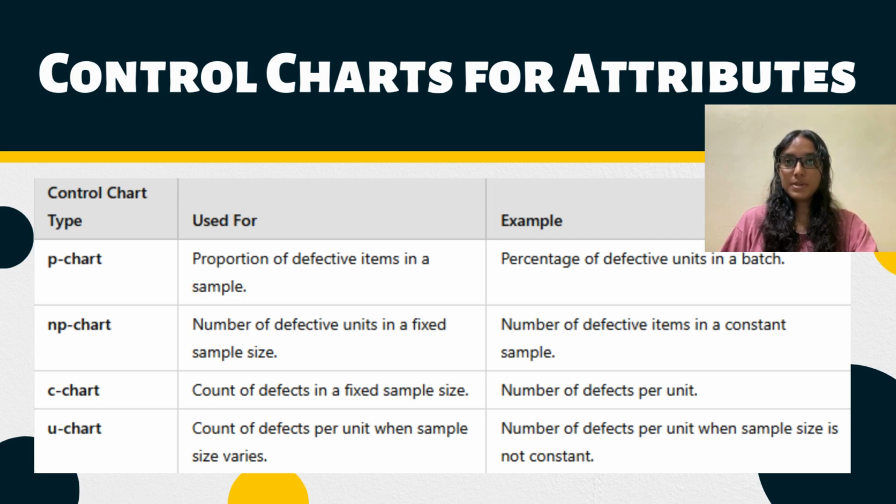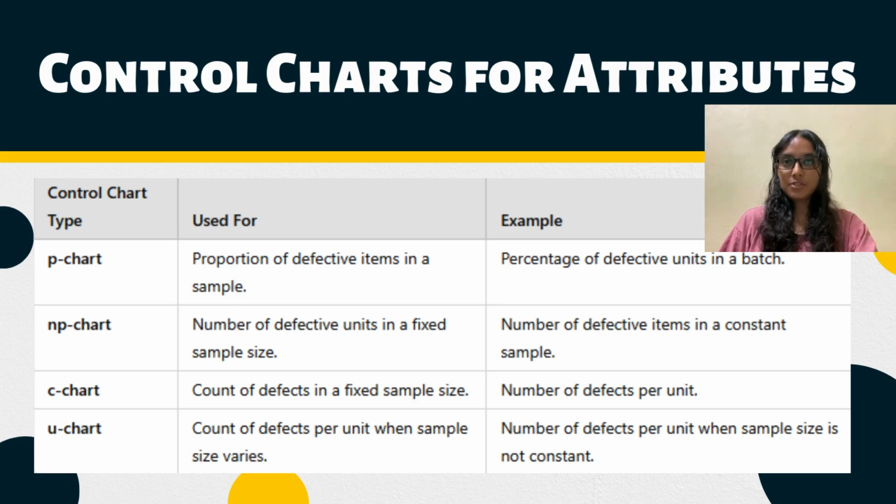First, the P chart is used to track the proportion of defective items in a sample. For example, it can measure the percentage of defective units in a batch. Next is the NP chart. It is used for counting the number of defective units in a sample of constant size. For instance, the total defective items in a daily production run.